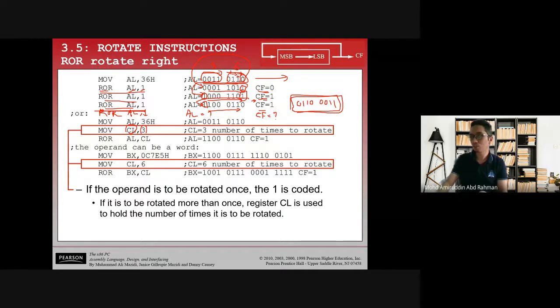Okay, CF is 0. So you look at this number. You look at this one. It is 0 over here. So this 0 is brought to the carry flag, so your carry flag is 0. And then 0 is brought to the most significant bit, so the front will be 0. And then all other bits over here, 1100, 011, will be shifted to the right. So that's why you get 0 over here, and then you just copy all of this: 1100, 011.